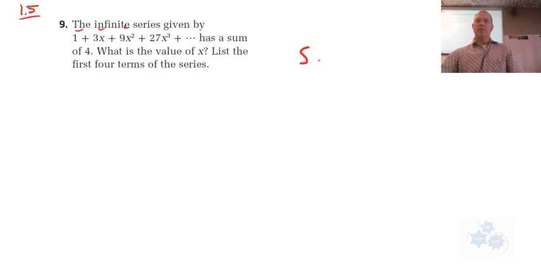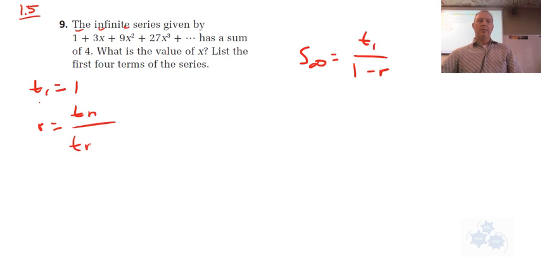Well, again, we know that the formula looks like this. And I know what t of 1 is. T of 1 is 1. And how do I find the r? Well, remember, the r is any term divided by the one just before it. So if I pick 3x as one term, I want to divide it by the term just before it. So my r is 3x. Everyone see that? Okay. So now I have r is 3x, and I also have the sum.